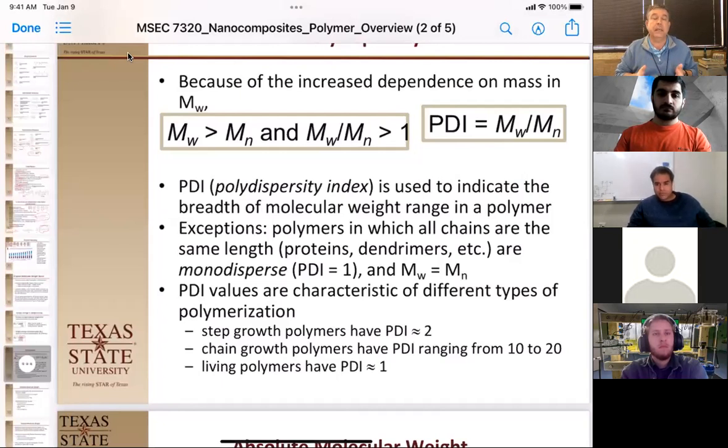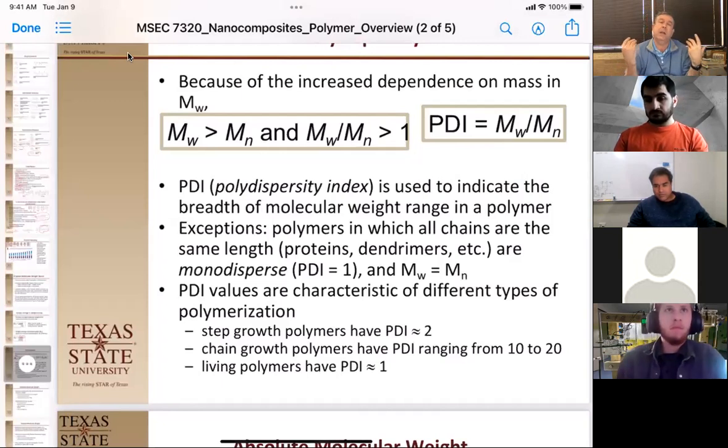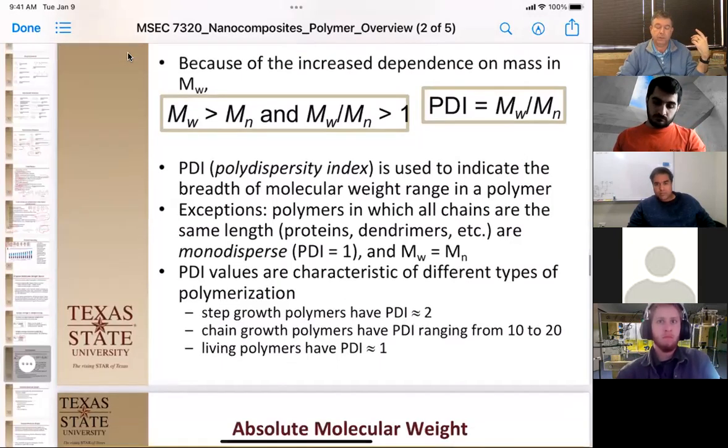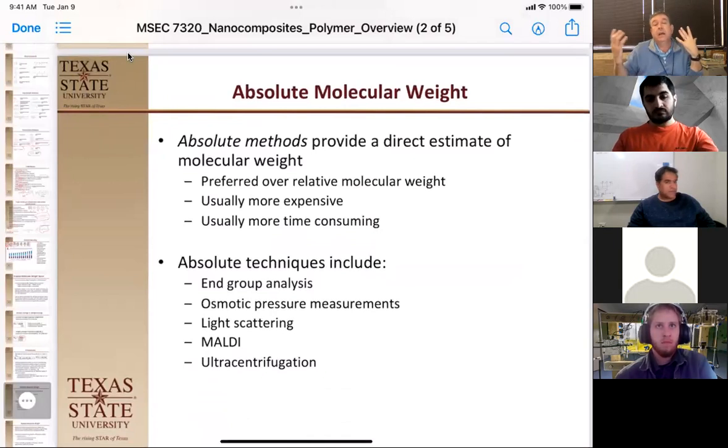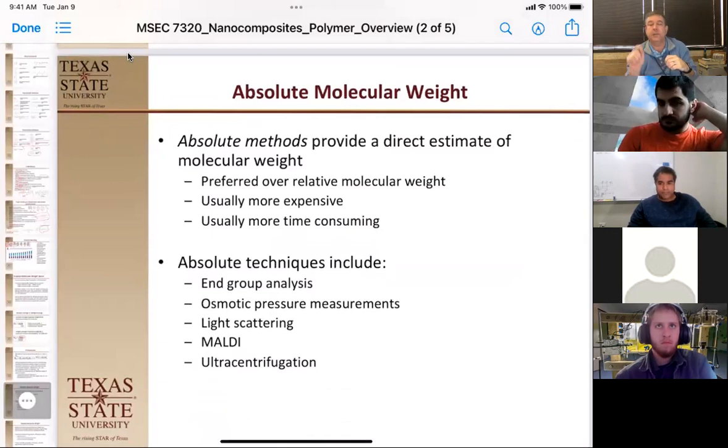Sometimes they'll list the polydispersity, typically only if you're making a new polymer, but it does give us a little bit of variation in some of our properties, so we might see it from time to time. If we're talking about molecular weight, how do we find it? Well, there are a couple of different methods. One is called absolute molecular weight, and one is called relative molecular weight.